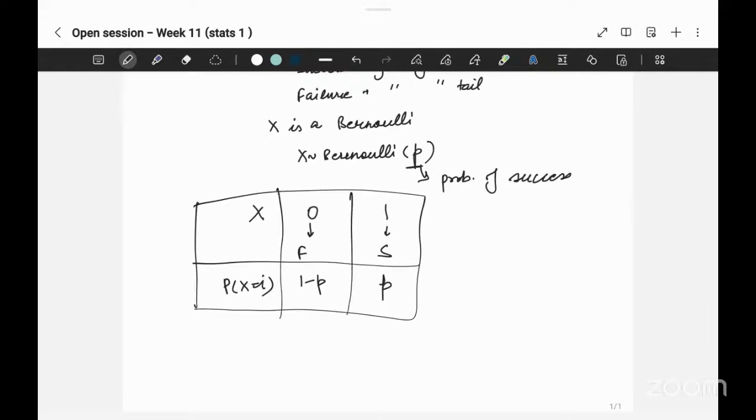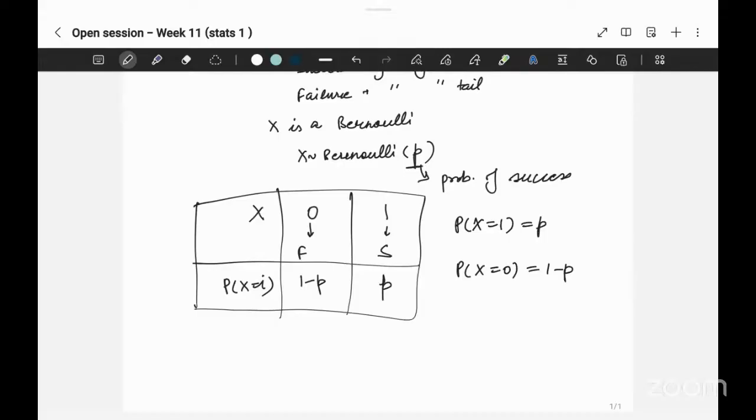So the probability that my x is equal to 1 will be equal to p, and the probability that my x equals 0 will be 1 minus p. So this is what the PMF is for a Bernoulli random variable. Till here it's fine.